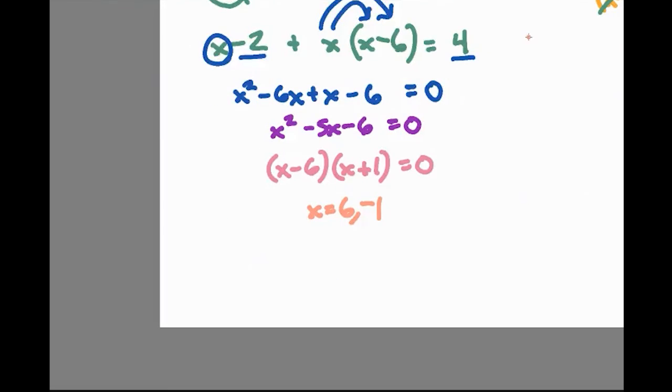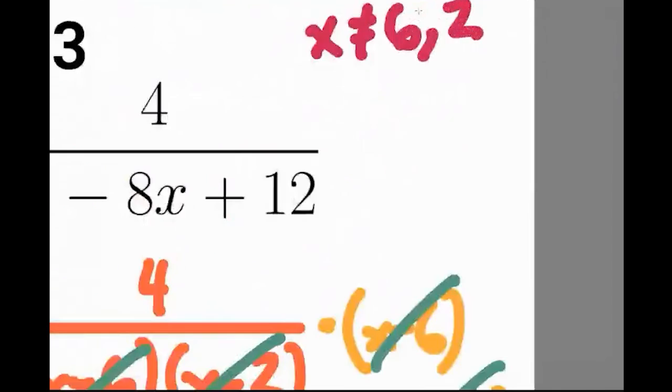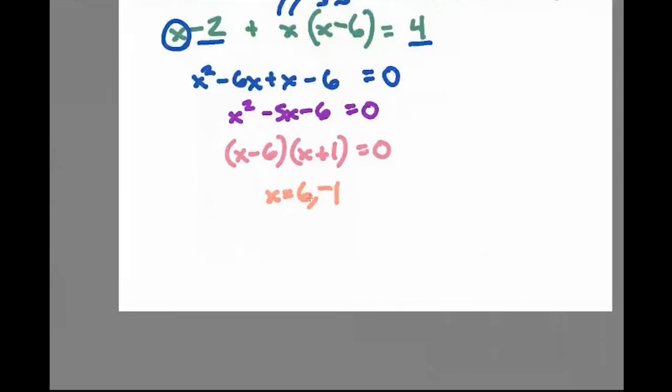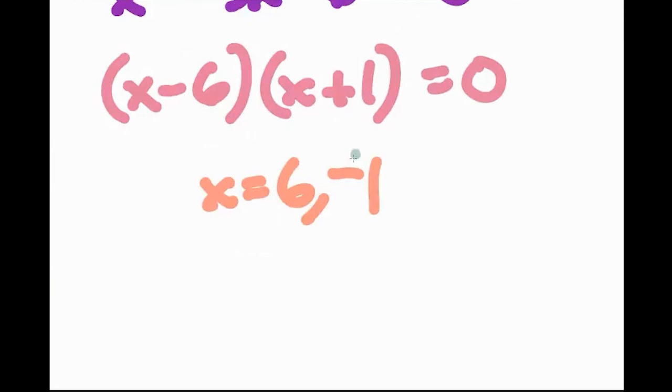But this is why it's good to write those excluded values up at the top. X can't be equal to 2 or 6. So this is called an extraneous solution. That's extra. You can't actually include it because you'd be dividing by 0. So the final answer would be x equals negative 1.